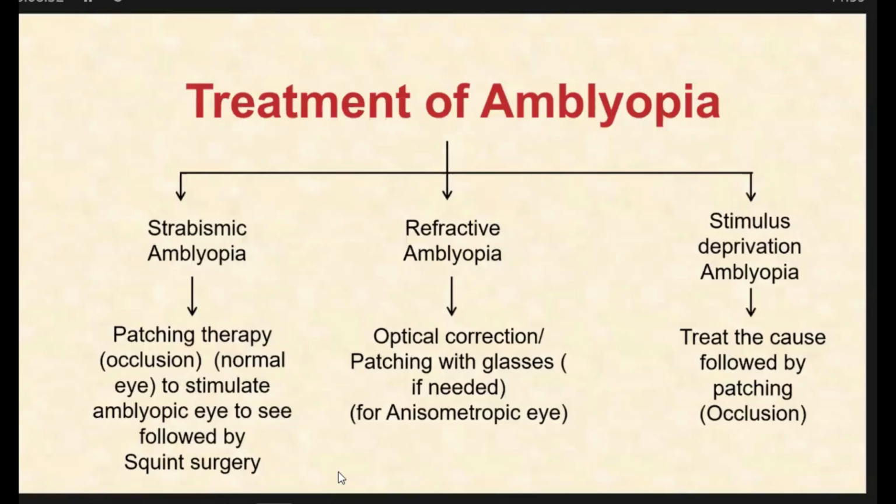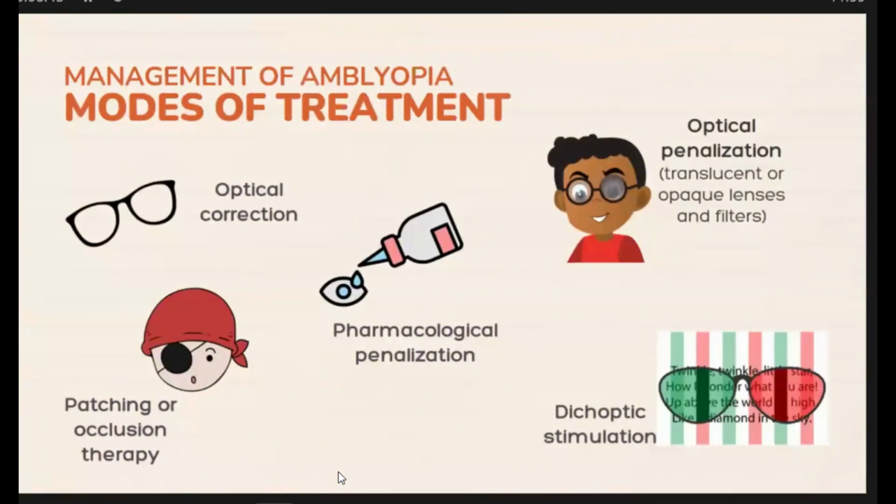For stimulus deprivation, we have to treat the cause. If cataract is there, we have to treat the cataract. Any media opacities, any ptosis needs to be corrected. So management: patching and optical correction is the primary treatment. If correction is needed, then patching or occlusion therapy, pharmacological penalization, and optical penalization.